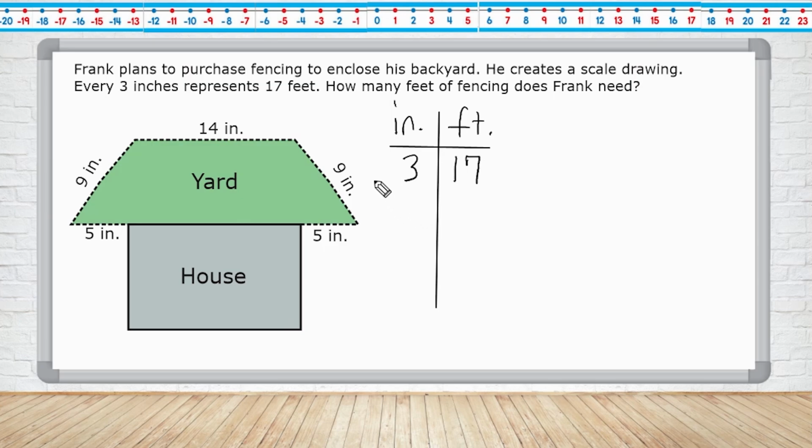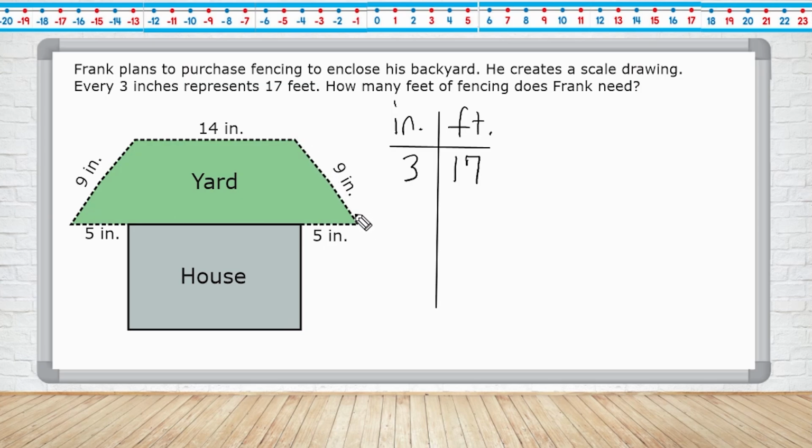For example, if we put this 9 inches in the drawing into the table, that would be 3 times bigger than 3 inches, which means 17 must become 3 times bigger to maintain its proportionality, and 17 times 3 is 51. So we know that this fence right here would be 51 feet in length.